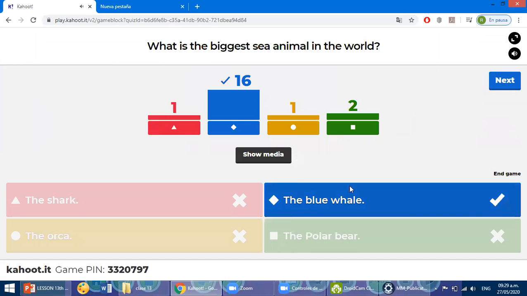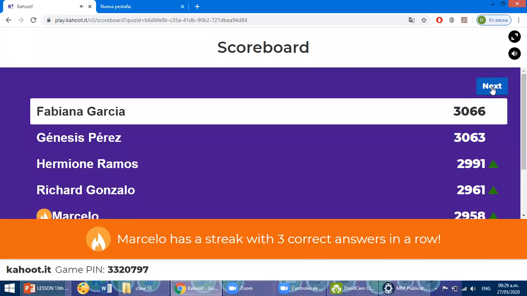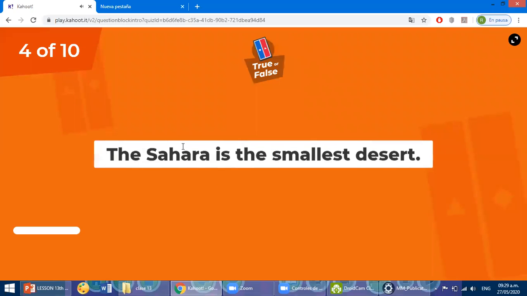The blue whale, don't forget this, the biggest. Remember, you need to identify this, the superlative. The biggest, okay? The blue whale, remember. Sea animal, you know what is sea, no? In the ocean, sea, okay? Let's continue. True or false, okay?